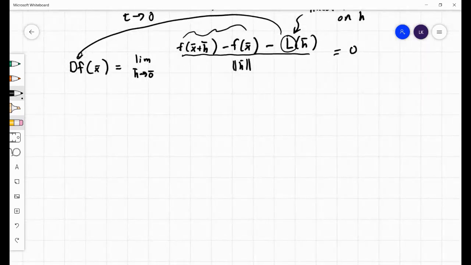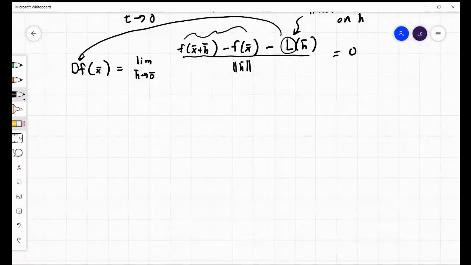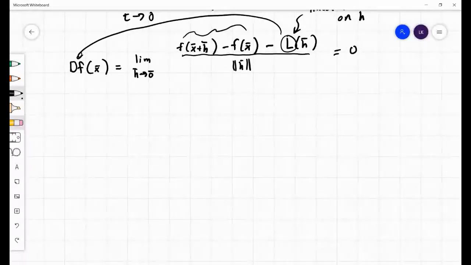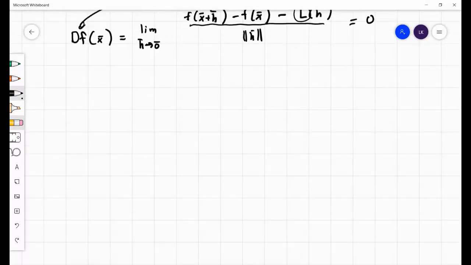But let's look at an example. Let me pull it up in my notes of a function whose partial derivatives exist at a point, but which is nevertheless not differentiable. So that's a standard kind of problem to emphasize the fact that the existence of partial derivatives does not guarantee differentiability. So here's the example.